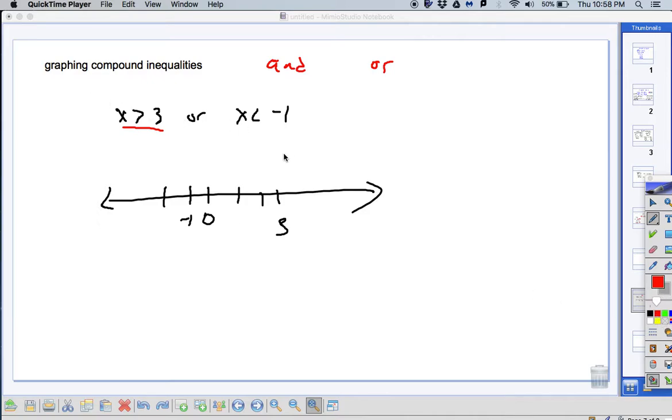If x is greater than 3, we're going to go to 3. It's going to be an open circle because there's no line underneath it. And greater numbers are to the right, so we would shade to the right. So this would be the graph of x is greater than 3.